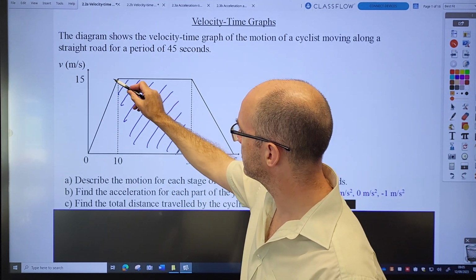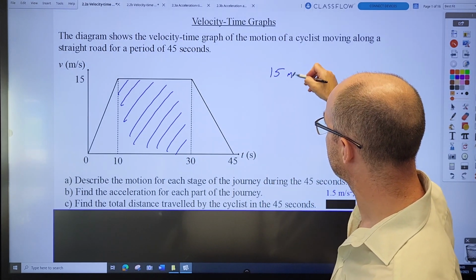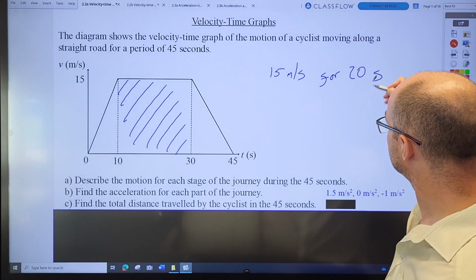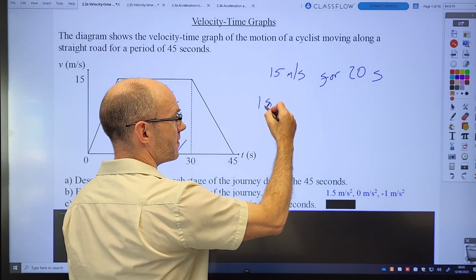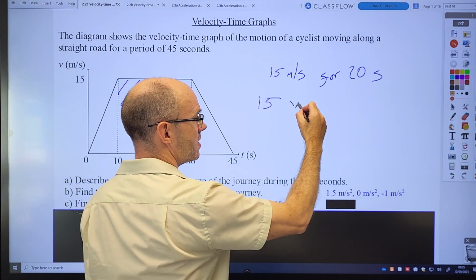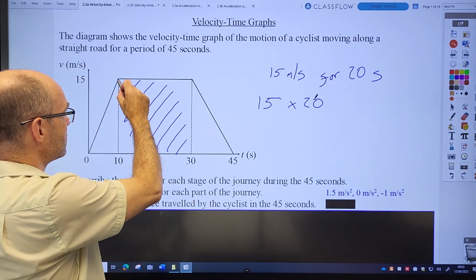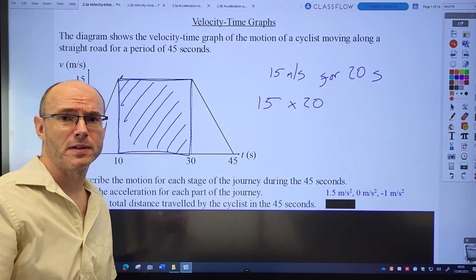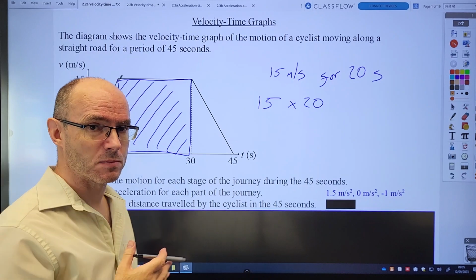Now, considering the cyclist is moving at 15 meters per second for 20 seconds, you can see that you just could do 15 multiplied by 20, can't you? Okay? So for each second, they move 15 meters. And they're doing it for 20 seconds, so 15 by 20. Can you see that that is just working out the area of this rectangle?